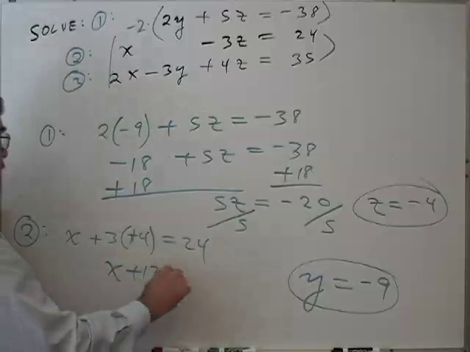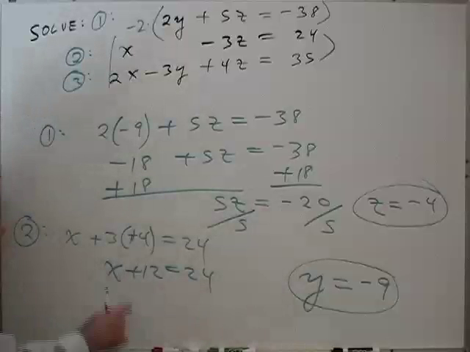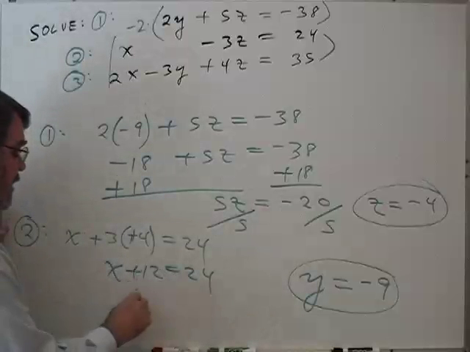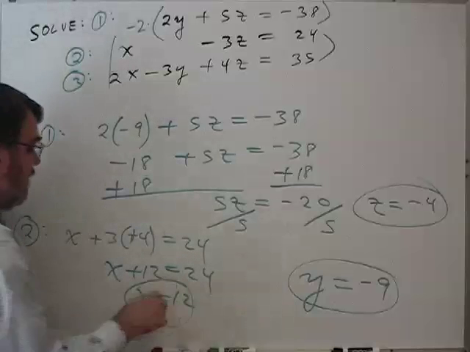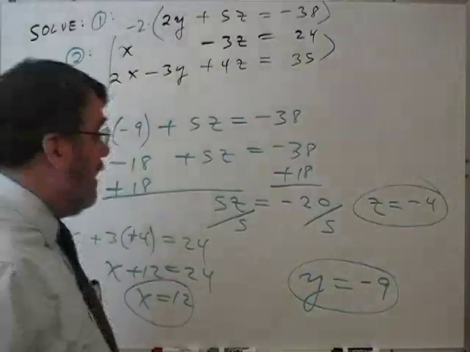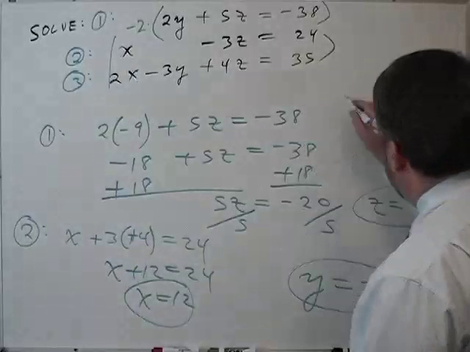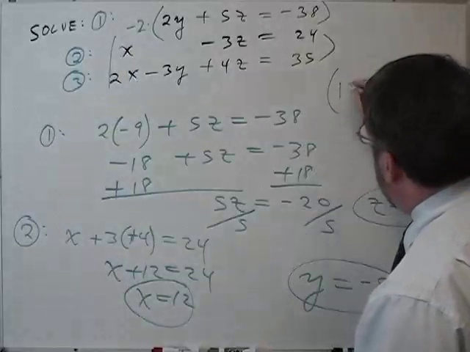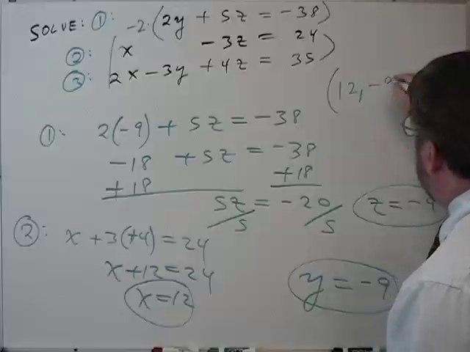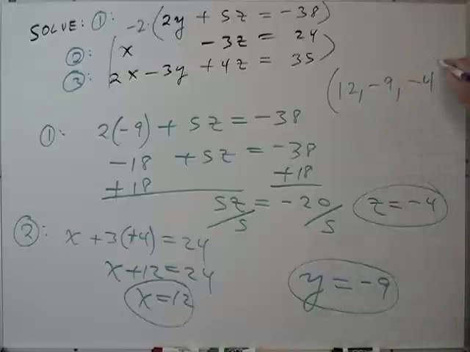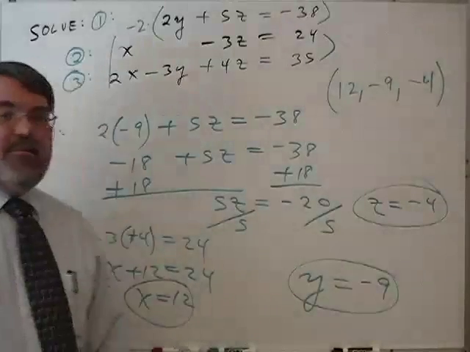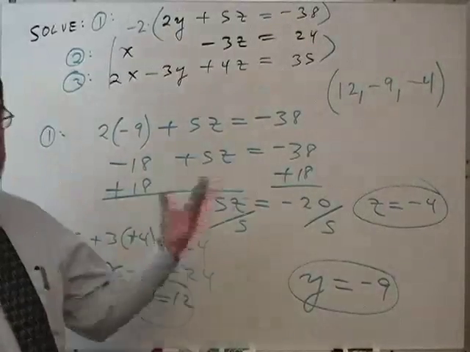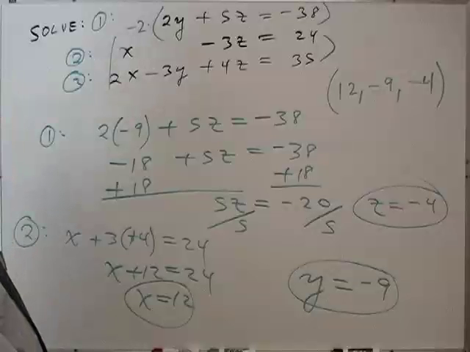x plus 12 equals 24. So some number plus 12 is 24. That number must be 12. Subtract 12 from both sides. Alright, so we have an answer. And it's 12, comma, negative 9, comma, negative 4. And so there's the point in space which satisfies this equation.